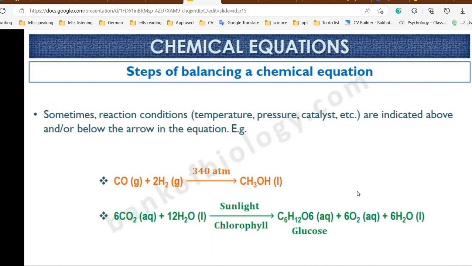Sometimes the reaction conditions like temperature, pressure, and catalyst are indicated. They put them above the arrow, or below it. Here, 340 atm is the pressure. Sunlight and chlorophyll are the catalyst of the reaction.